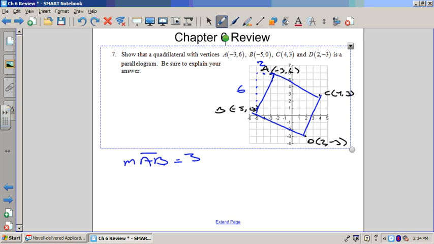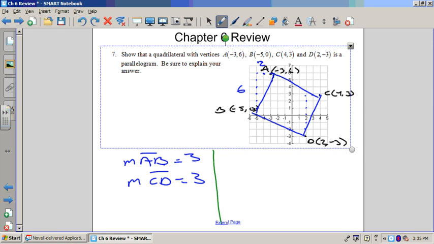What is the slope of DC or CD? I'm rising 1, 2, 3, 4, 5, 6, running 2. The slope of CD is 3. So I know I at least have a trapezoid. One set of parallel sides is not enough. I have to show another set of parallel sides.